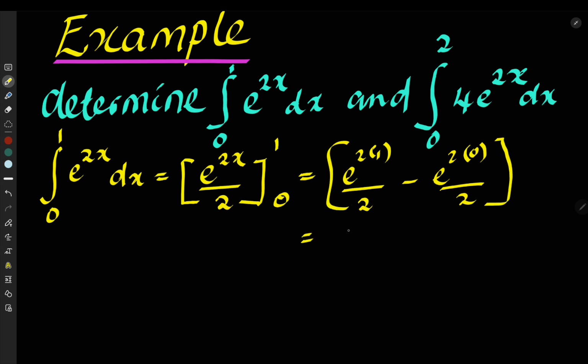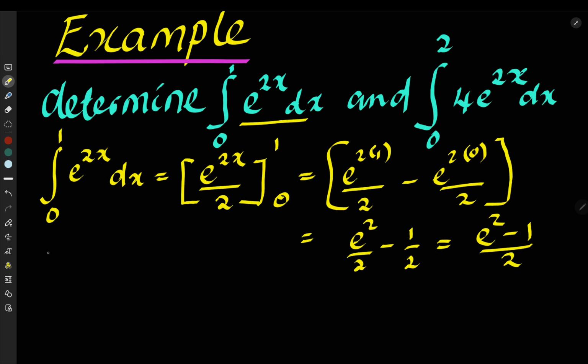So this is just equal to e to the power of 2 divided by 2 minus, here this becomes e to the power of 0, which is just 1, so it becomes 1 over 2. Then the final answer will be e to the power of 2 minus 1, all divided by 2. And that is how you do the definite integral of e to the power of 2x dx.